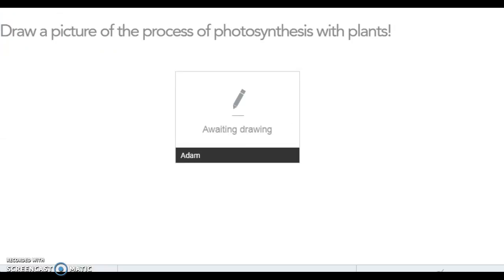So now I want you guys to draw a picture of the process of photosynthesis with plants. So we just talked about what you need, so I want you guys to draw it out.